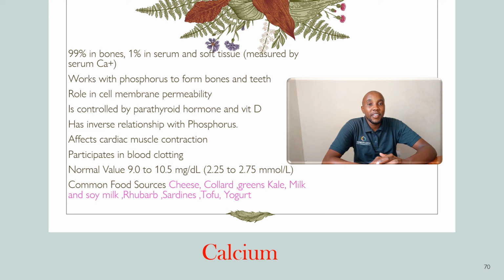The normal values, these are the levels of calcium in the serum or in the blood. It's normally 9.0 to 10.5 milligrams per deciliter. Some of the common food sources which are very rich in calcium, we have currants, cheese, leafy greens such as kale. We have milk, soy milk, rhubarb, sardines, tofu, yogurt. All these are some of the common food sources for calcium.